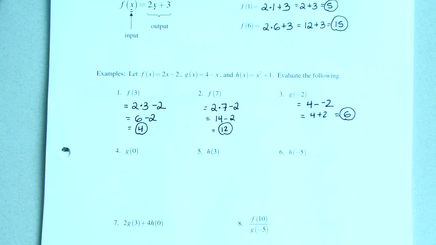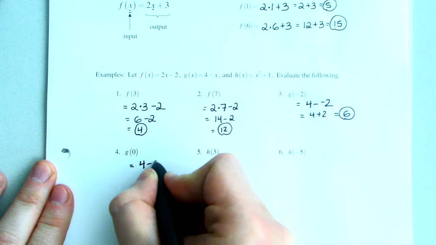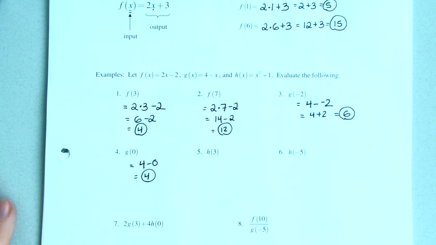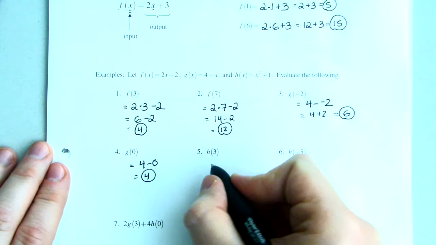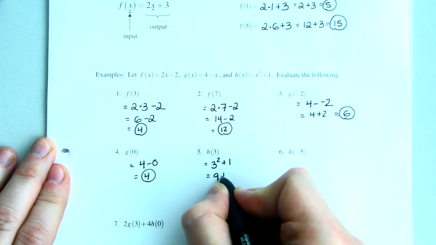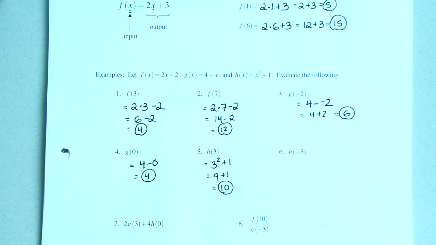Number 4, what's g of 0? This is 4 minus 0. 4 minus 0 is 4. Number 5, h of 3. H of 3 should be 3 squared plus 1. 9 plus 1, we're going to get 10. Number 6, h of negative 5.